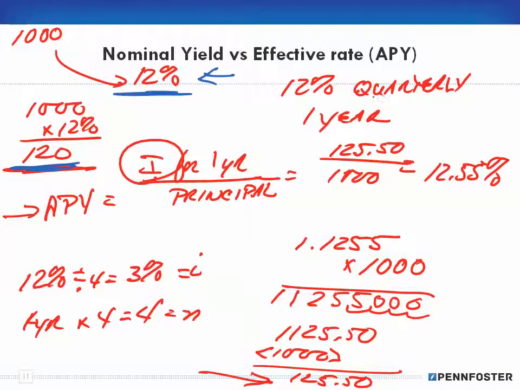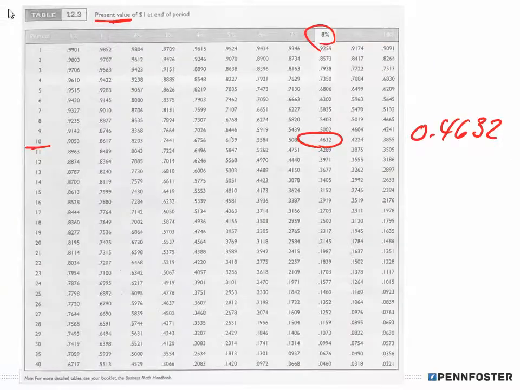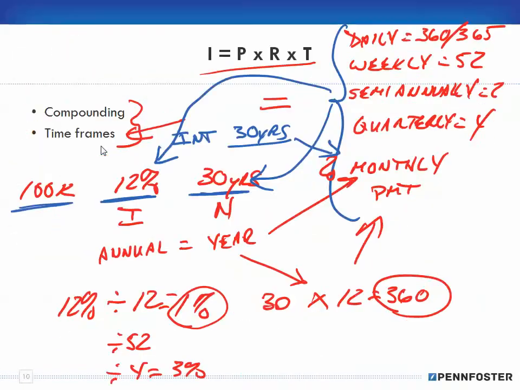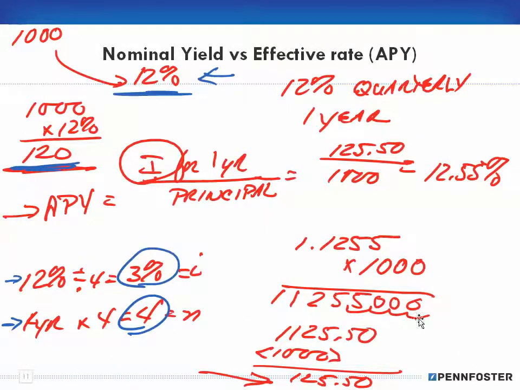so what do I need to do? Well, now I need to convert my interest rate and I need to convert my number of periods. And when I convert that interest rate and that number of periods, I come to the table and look on the table and find that factor. Okay, so now when I get that factor, I multiply it by the principal, and that's going to give me a total amount.